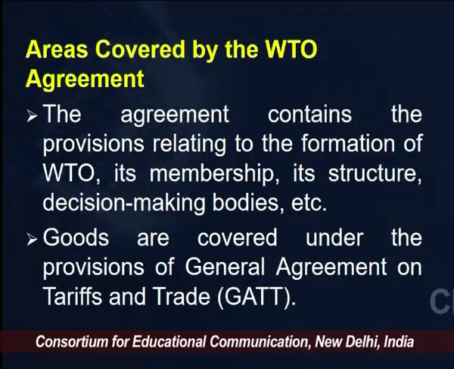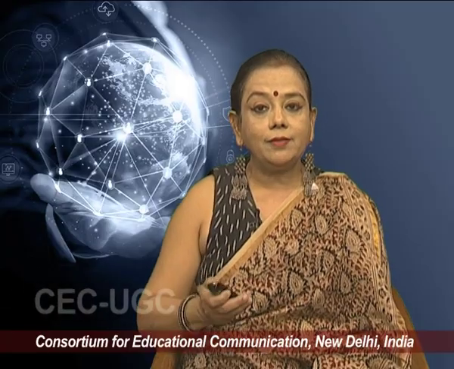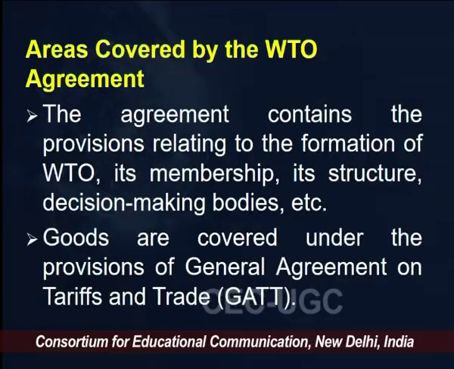So, although in the Uruguay Round the GATT was converted to WTO, all agreements initially, or the formation of WTO or its function, was decided in the Marrakesh Conference. The agreement contains the provisions relating to formation of WTO, its membership, its structure, decision making bodies, etc. Goods are covered under the provisions of GATT as we have discussed. So, these are the areas, as I said, that there will be a repetition because these are the things which are covered under WTO agreement.